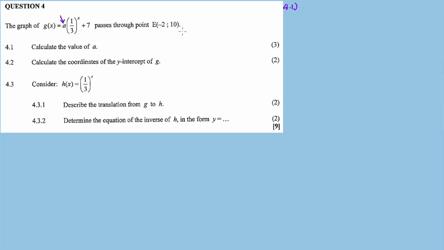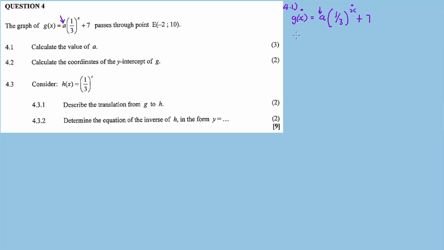We want the value of a, and our function is g of x equal to a, right? So in order to calculate a, I need an x value as well as a g of x or y value. So I will use the point E which passes through this function. This function g passes through this point, so we can substitute it and calculate a.